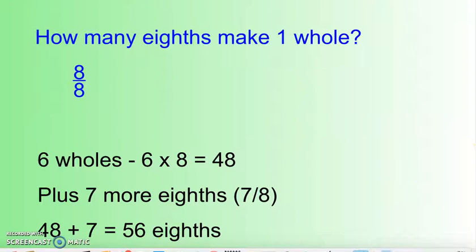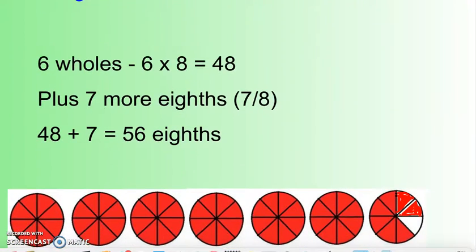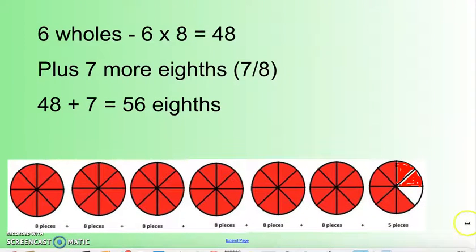And so if I wanted to write it as a fraction, I could say 56/8. And down here represents that amount. So here's our 6 wholes, and 8, 8, 8 on all of them. And then in addition, we have 7/8.